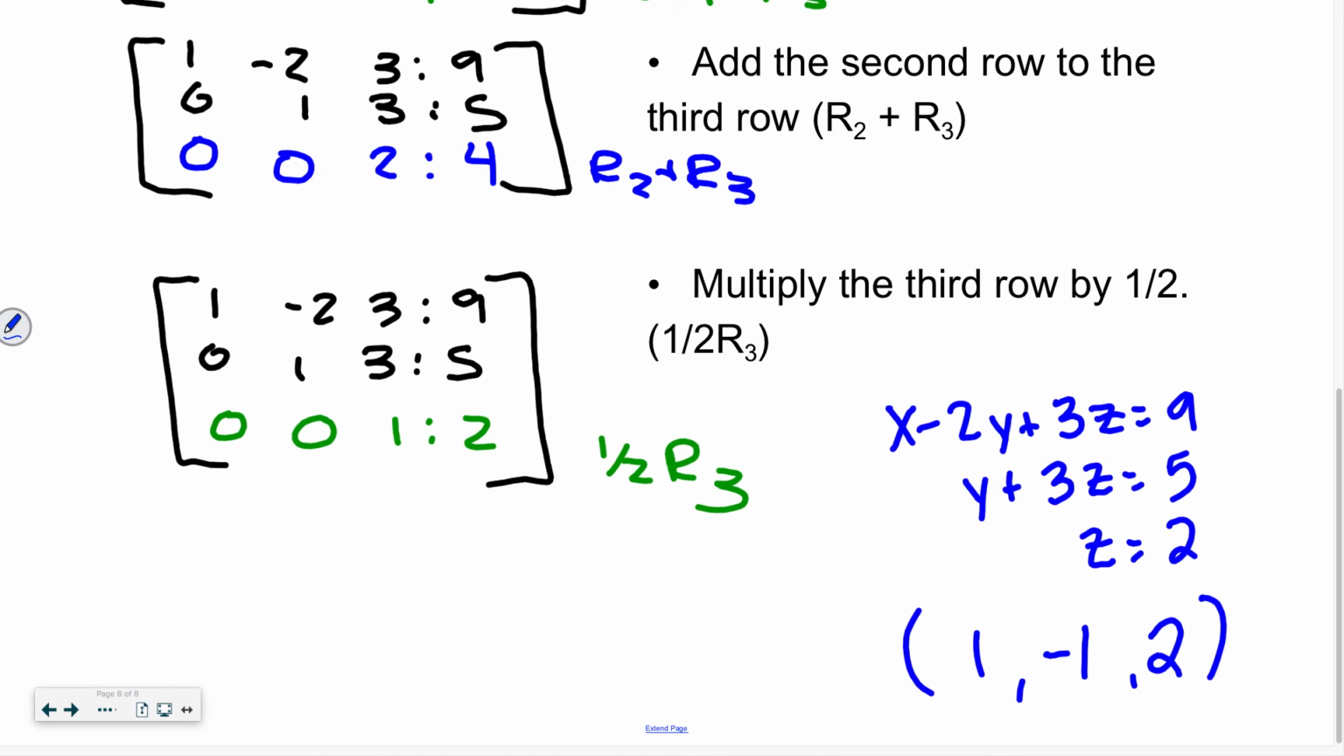Your answer for today is just the row echelon form. But where we're going with this is, then you rewrite it back as a system, and your system is super easy. It's just back substitution. Does that make sense? Does anybody have any questions about that?